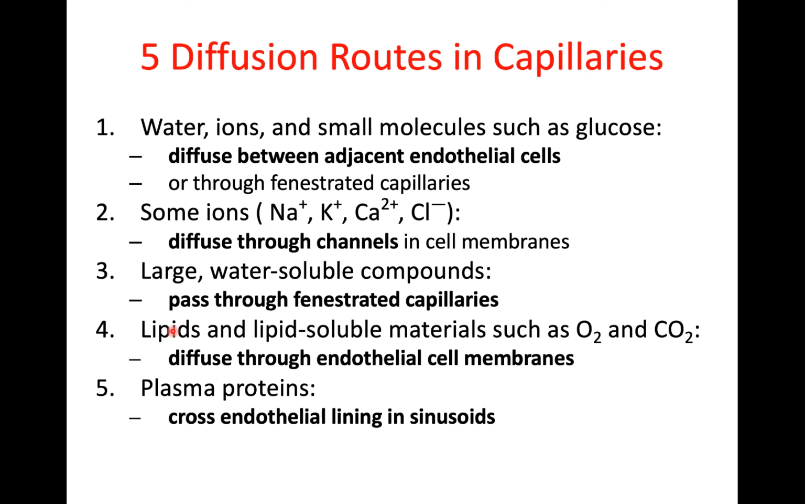Now, once that blood actually gets into the capillary bed, there are 5 primary ways of diffusion in the capillaries. And again, we do focus on diffusion rather than any kind of active transport. And the first big way is going to be diffusion of water, ions, and small molecules. Now, these are all very tiny, and because they're so small and they're hydrophilic, that means they like water, they're going to have the ability to diffuse in between endothelial cells.